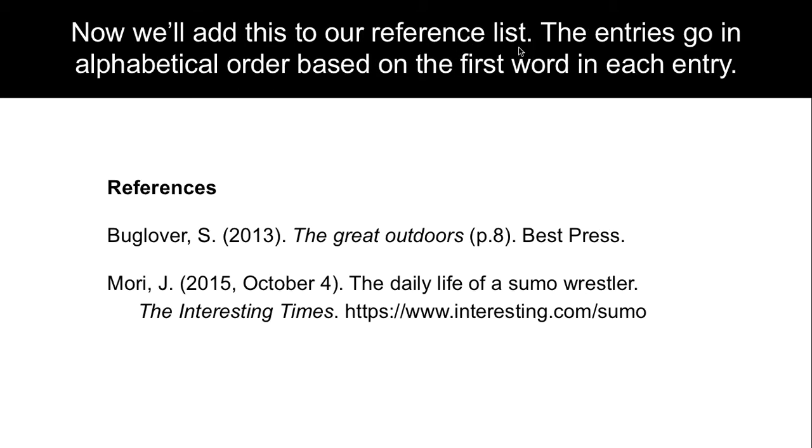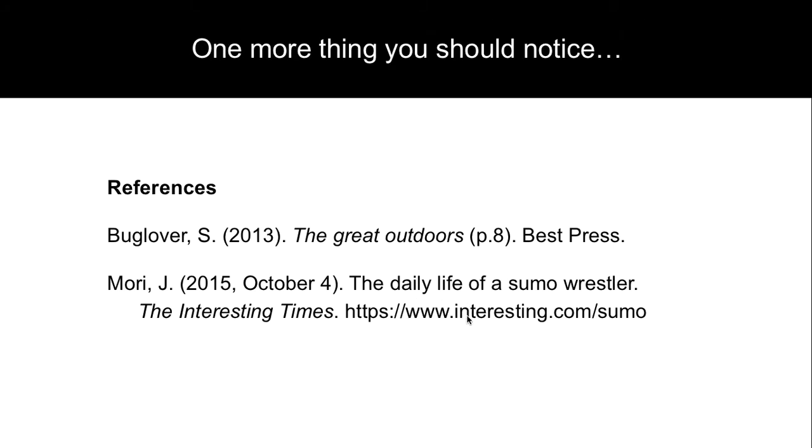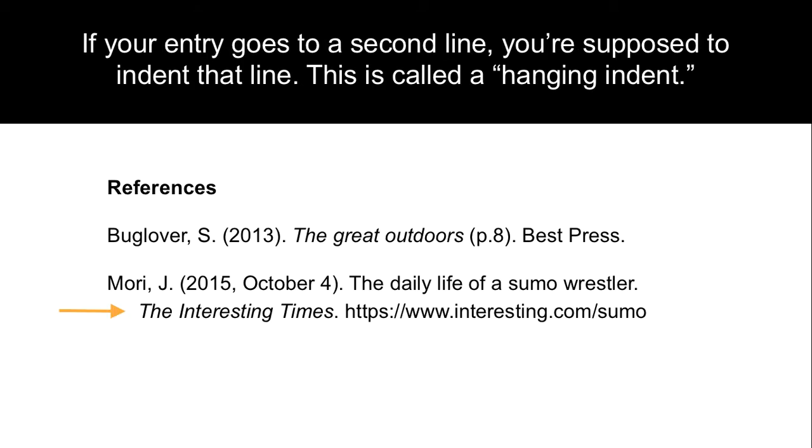Now we'll add this to our reference list. The entries go in alphabetical order based on the first word in each entry. So we've got Buglover B, Mori M, and again, we know this is a book. We know that this is an article taken from a website, and here's the URL. One more thing you should notice, if your entry goes to a second line, you're supposed to indent that line. This is called a hanging indent. It makes it easier for the reader to read through the items in your reference list.